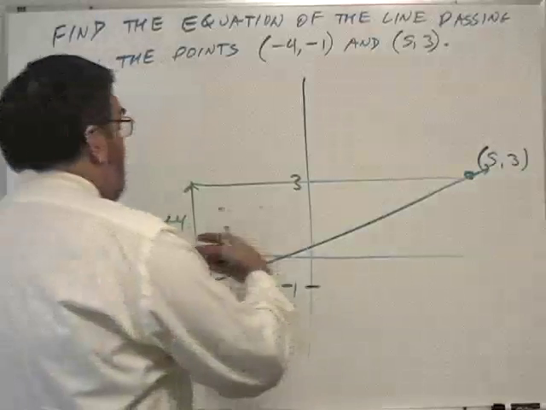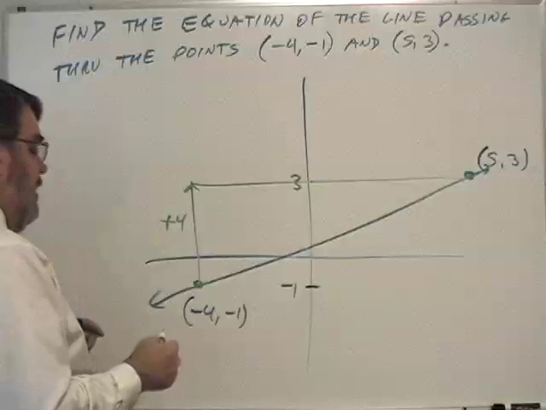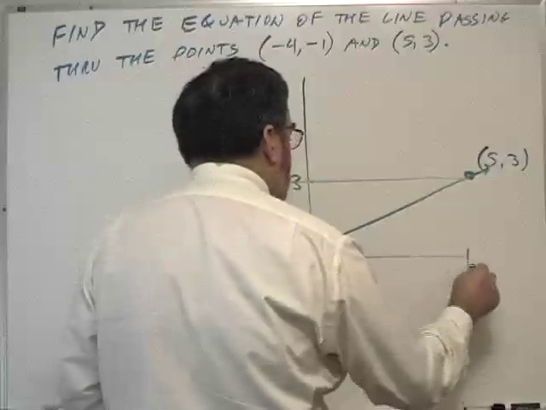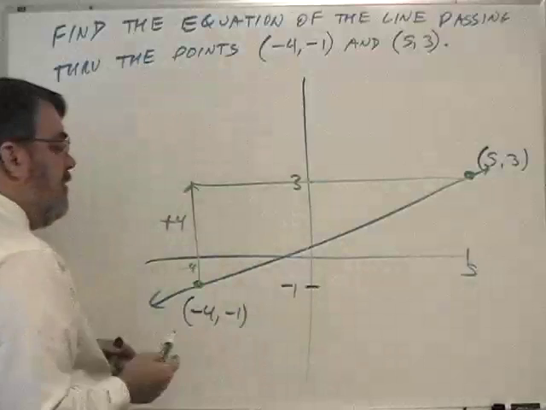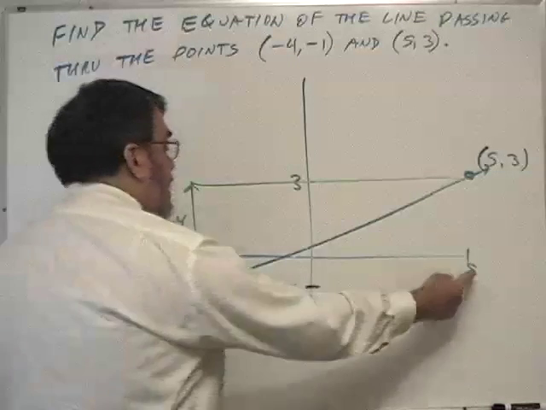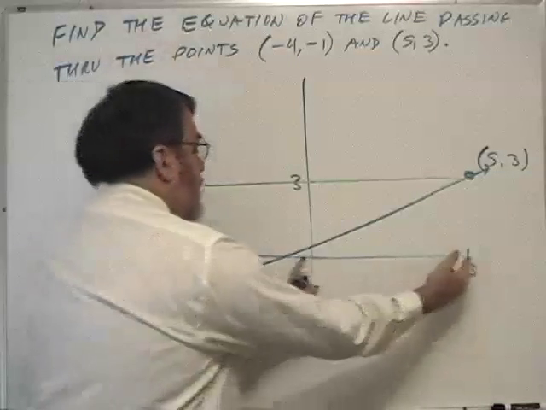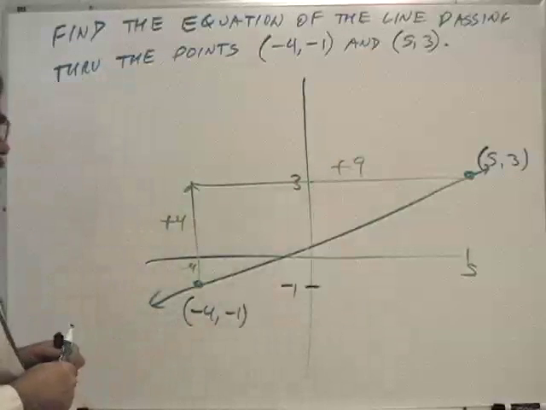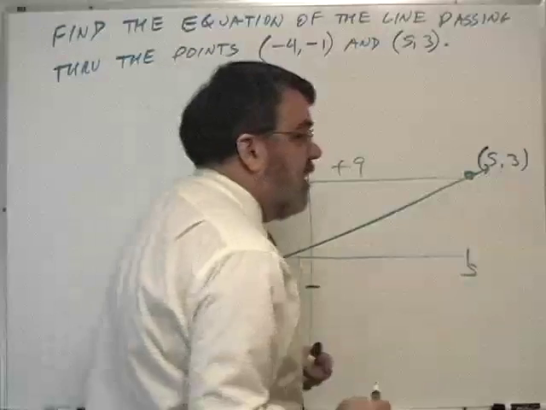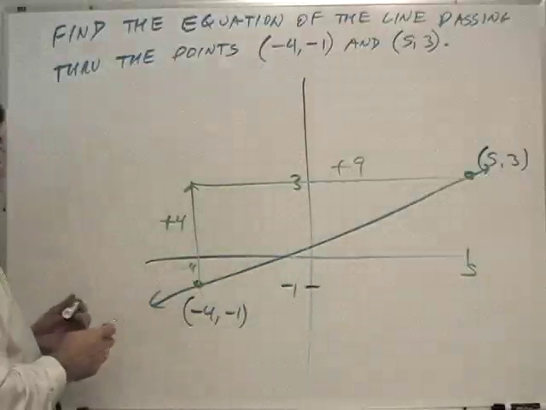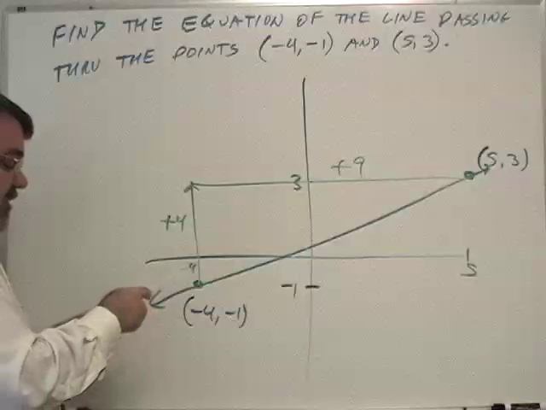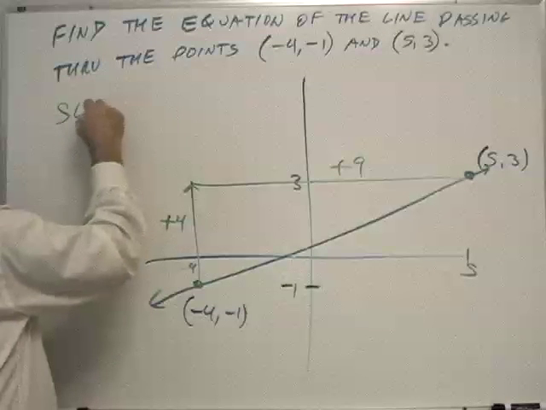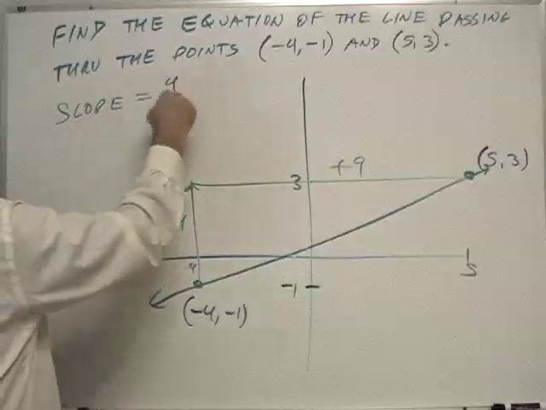And what's my run? All right, well, when I go from -4 to +5, then I've gone, how many? 9 units, because there were 4 here and 5 there. So this is a +9. So rise and run, 4 and 9 respectively. This tells us that the slope is 4/9. So slope is 4/9.